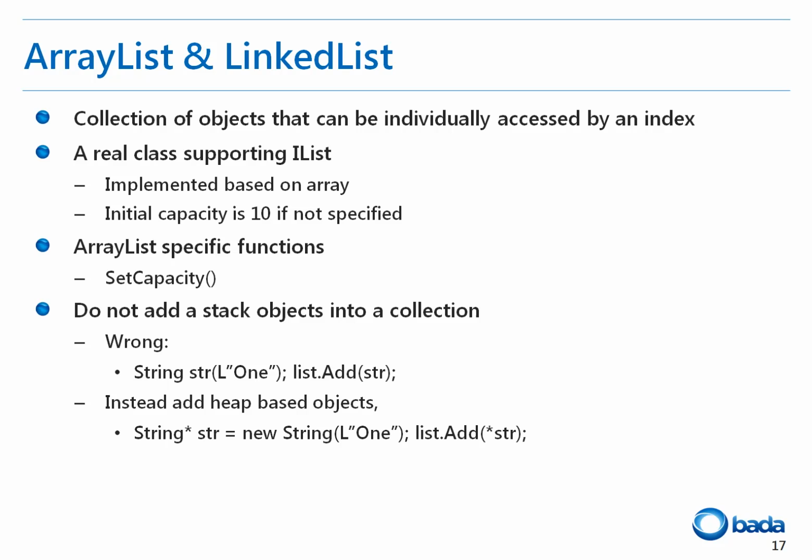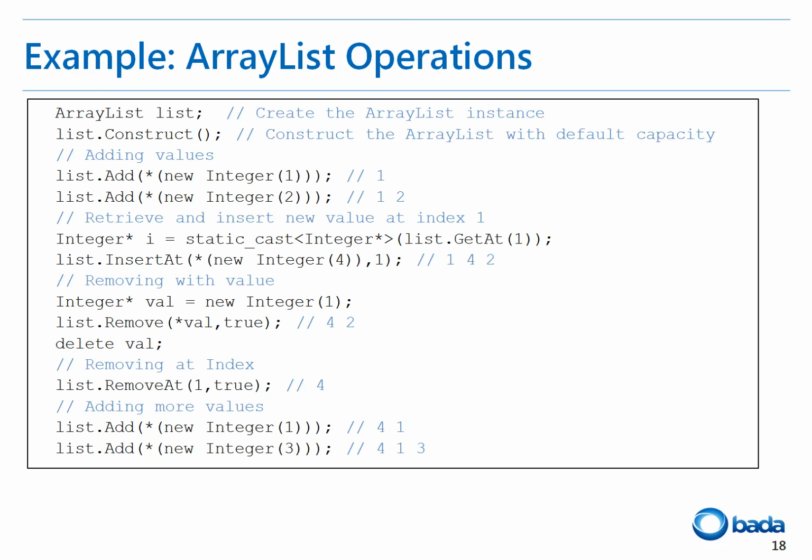Now, let's take a look at how we can use an ArrayList using an example. As I mentioned before, the items in a list are created in the heap memory. You can see in the example code snippet how to create an ArrayList instance, how to add some elements to it, and how to use the GetAt method to get the object at a specified index. And finally, how to remove some elements from the list using Remove and RemoveAt. You can also insert an object at a specific index using InsertAt.